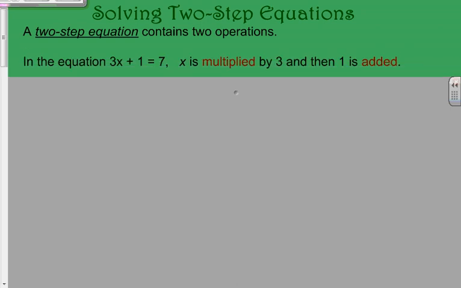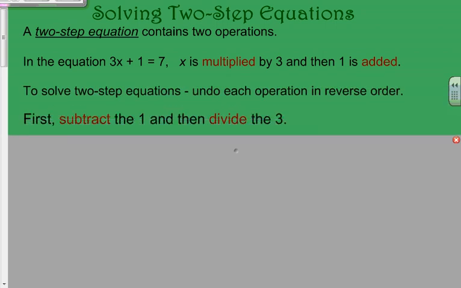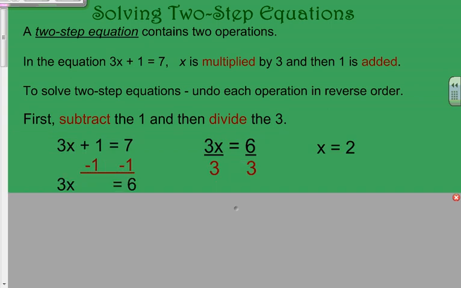First equation is going to be 3x plus 1 equals 7. In this one, your x is being multiplied with 3, and then you get the 1 added. So this is a multiply and add equation. To undo this, to solve it, you undo each operation in reverse order. So first, we're going to subtract the 1 away, and then we'll divide the 3 away. So it looks like this.